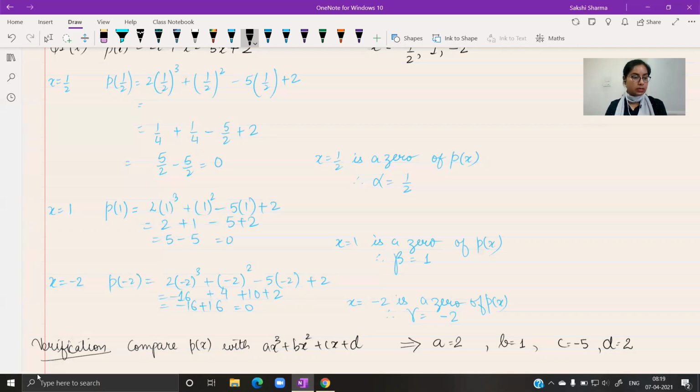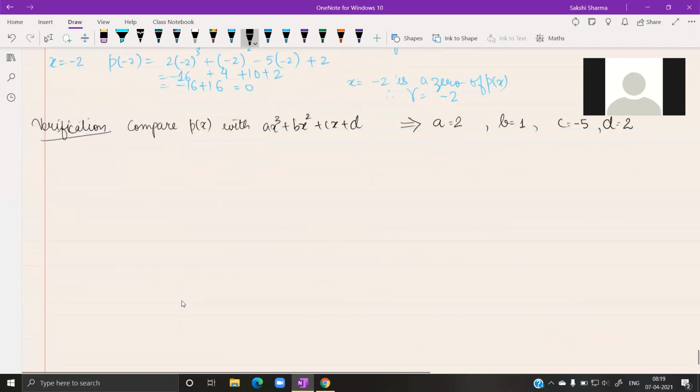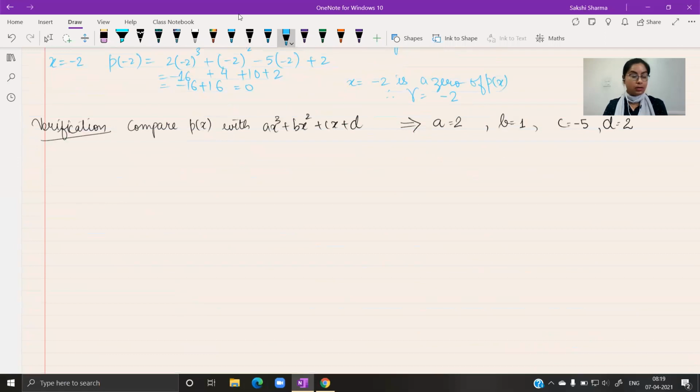Anyone who's writing this verification whether the values are zero or not? No, ma'am. That's good. If you've done it already, that's really good.